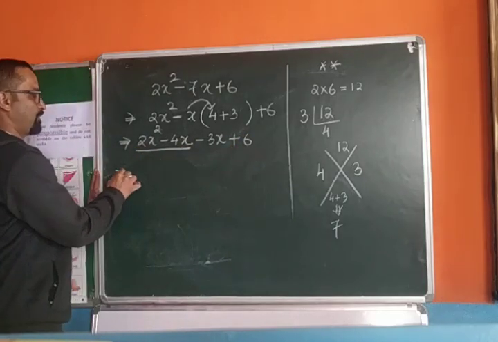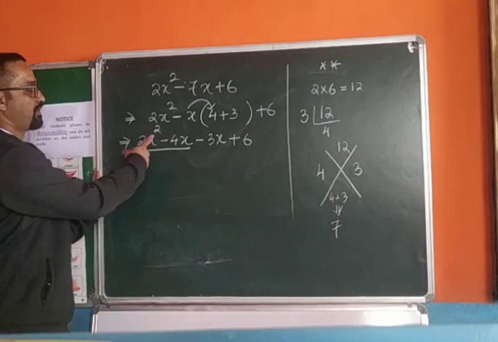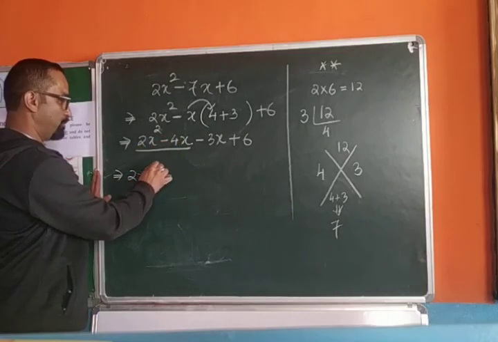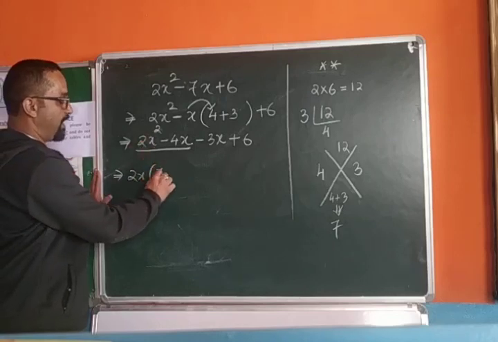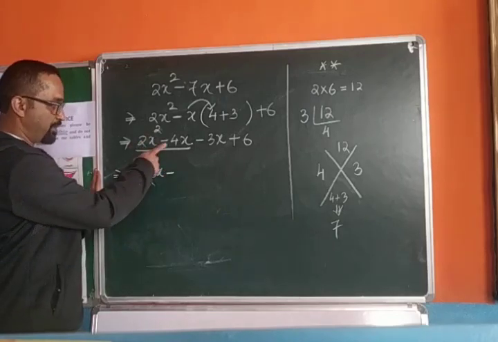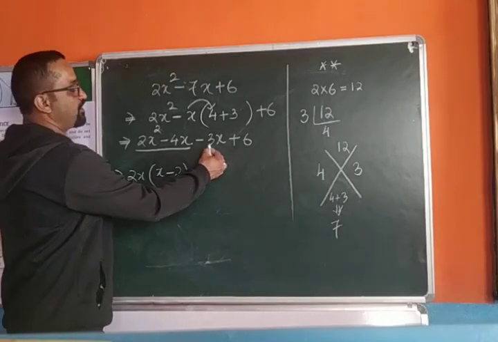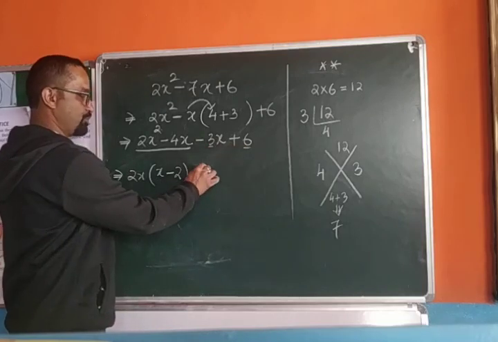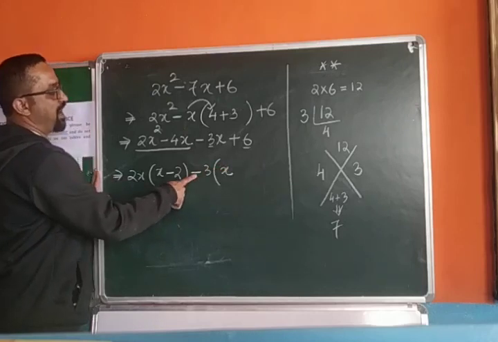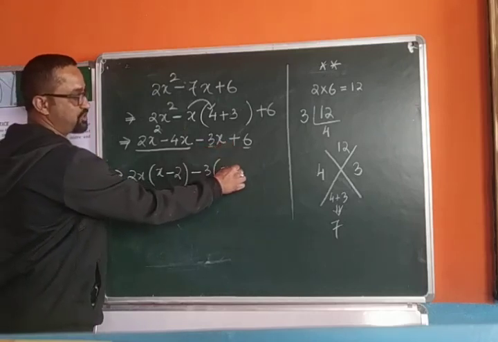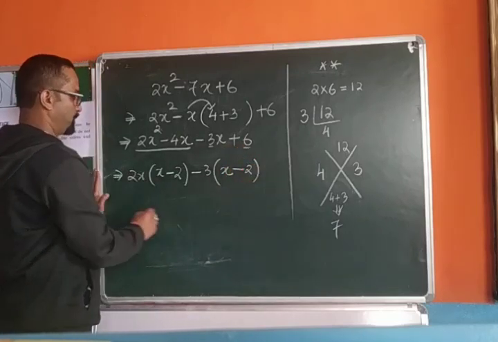Common. Both the terms are divisible by 2, so you take 2 common. x squared, x is common. And as you take 2x common, what is left here? x minus 2. How many times 4? 2 times. Minus. Both the numbers are divisible by 3. So you take 3 common. What is left here? x. Minus is taken common, so the plus sign will change to minus 3. How many times 6? 2 times.